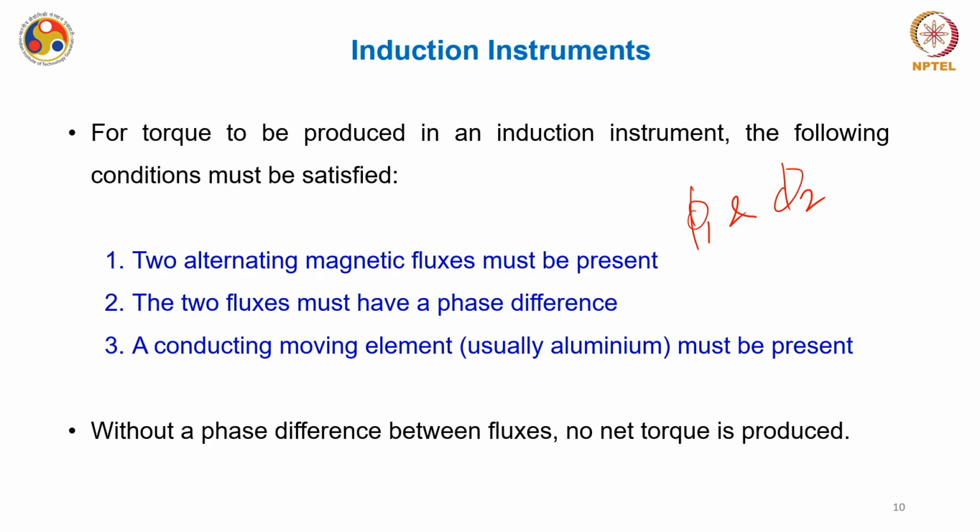So the three basic conditions in the case of induction instruments are: first, two different alternating magnetic fluxes should be there. We'll see that there are certain arrangements where, using a single coil, we can generate two different fluxes, but that we'll see maybe later in this course. Second, the two fluxes should have a phase difference, and the third condition is a conducting moving element, usually made up of aluminum, should be present.